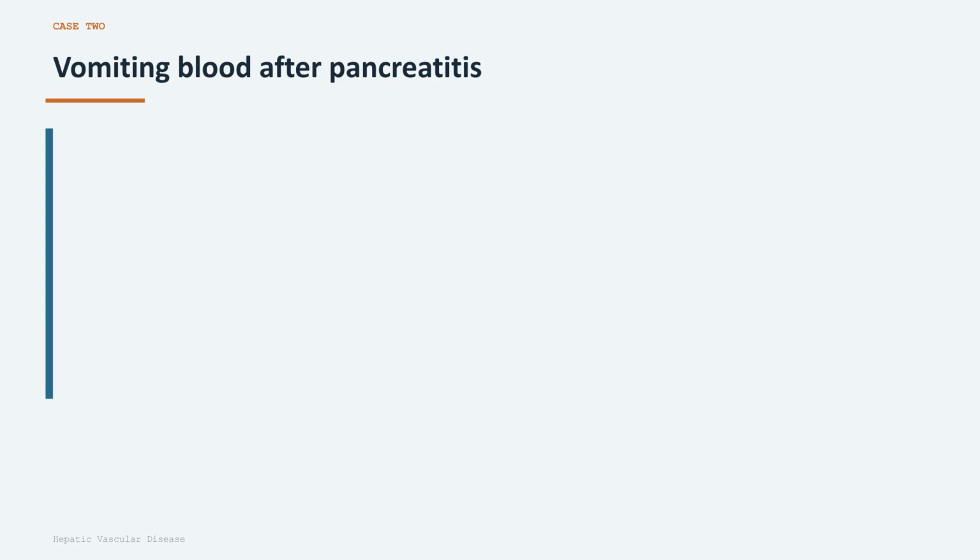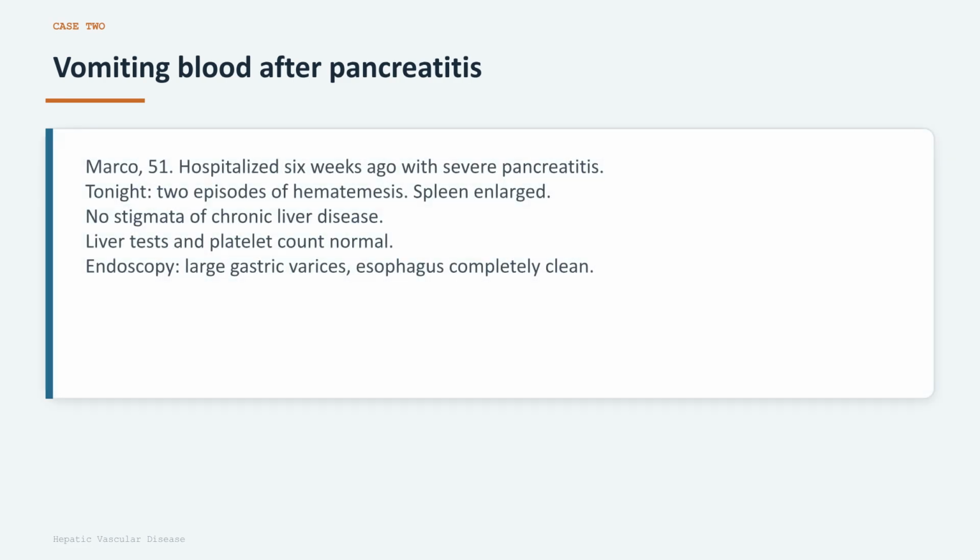Case 2. Marco is 51. Six weeks ago, he was hospitalized with severe pancreatitis. Tonight he has vomited blood twice. His spleen is enlarged. He has no stigmata of chronic liver disease. His liver tests and his platelet count are normal. Endoscopy shows large varices in the stomach and a completely clean esophagus.